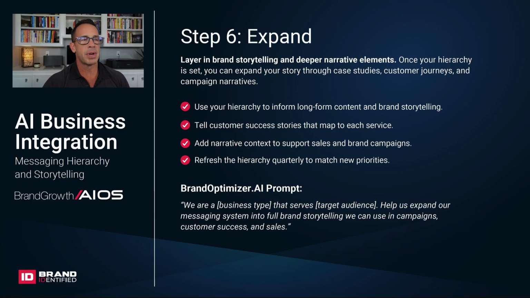And then finally, step number 6 is to expand. Layer in brand storytelling and deeper narrative elements. Once your hierarchy is set, you can expand your story through case studies, customer journeys, and campaign narratives. So use your hierarchy to inform long-form content and brand storytelling. Tell customer success stories that map each service. Add narrative context to support sales and brand campaigns, and refresh the hierarchy quarterly to match your new priorities. And then, as always, step number 6 includes that BrandOptimizer.AI prompt for you to use over at BrandOptimizer.AI.